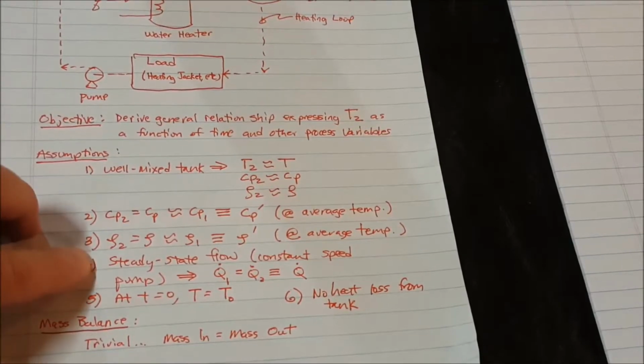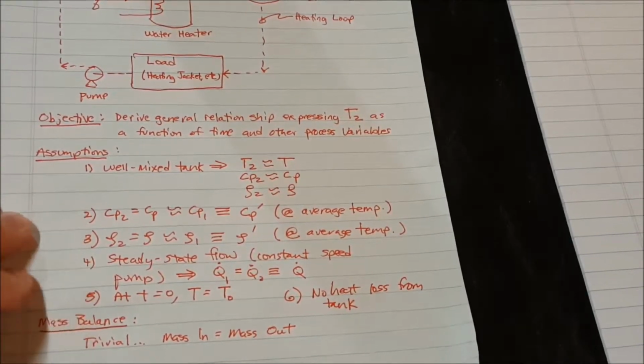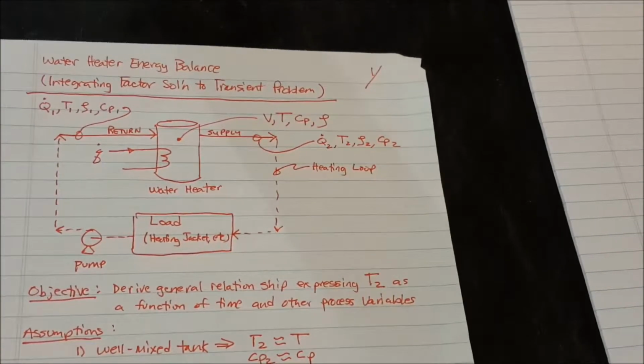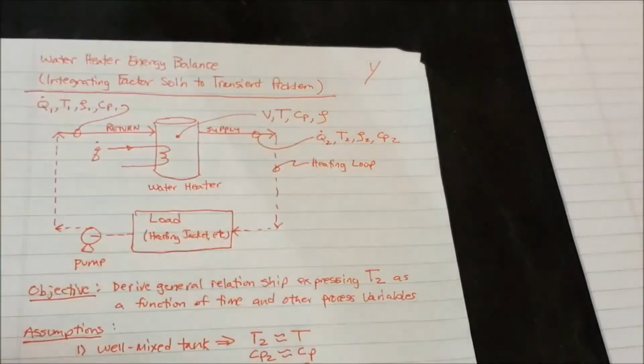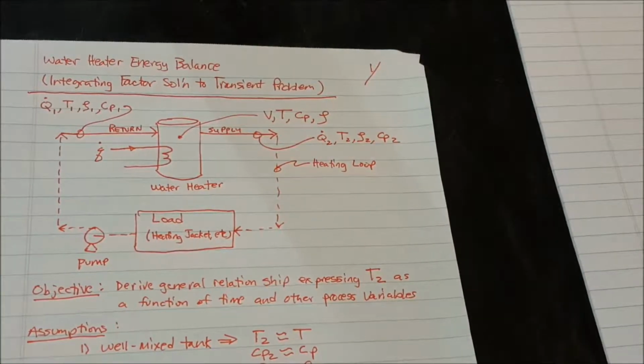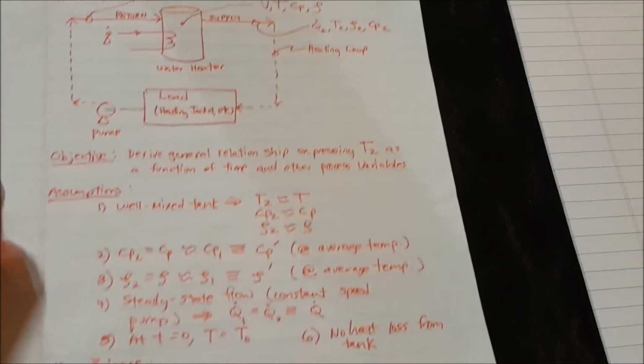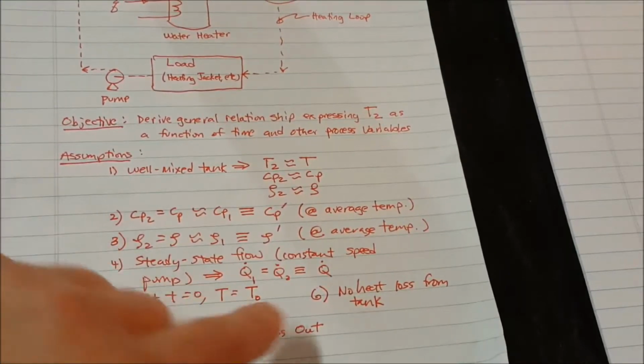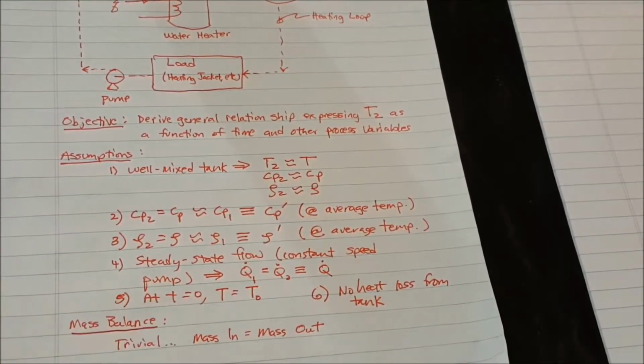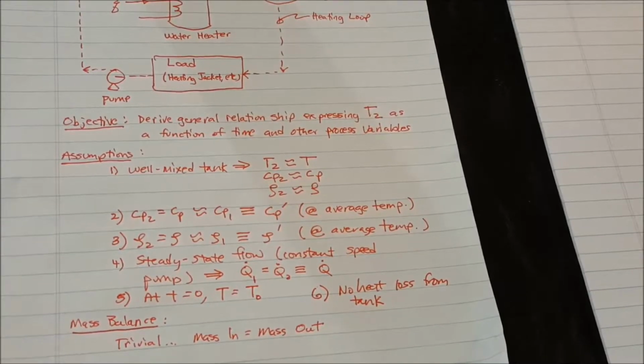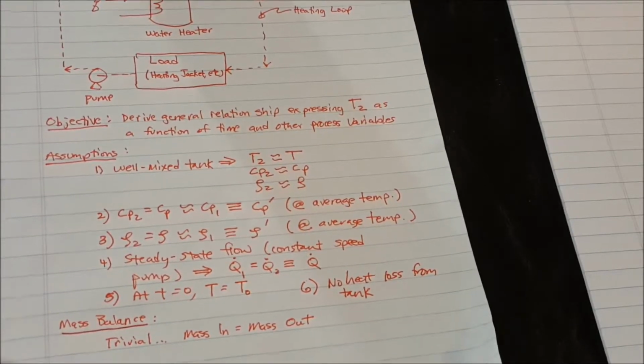I'm assuming here steady state flow. That means that the Q1 and Q2 do not vary, and they're equal. And so I'll just call it Q dot. The dot basically means a rate of flow. So, Q dot means gallons per some unit of time, gallons per minute, for example.